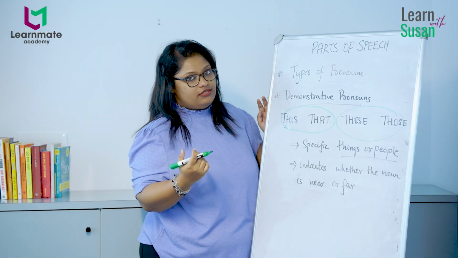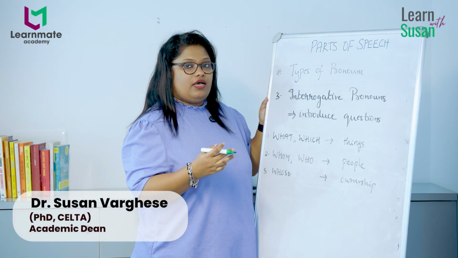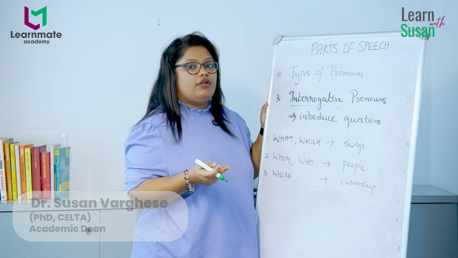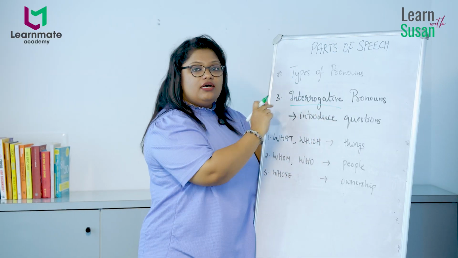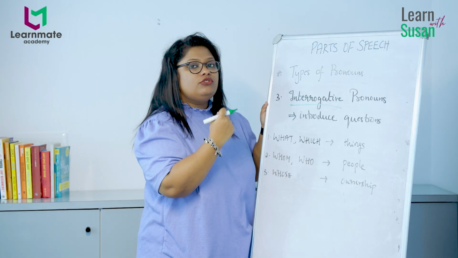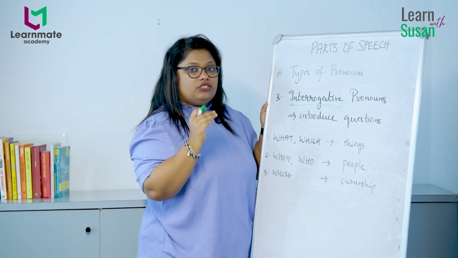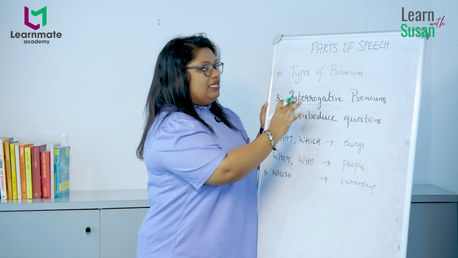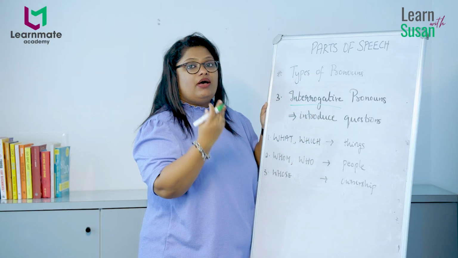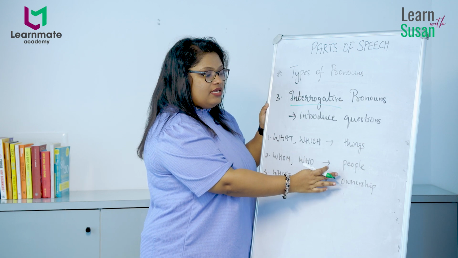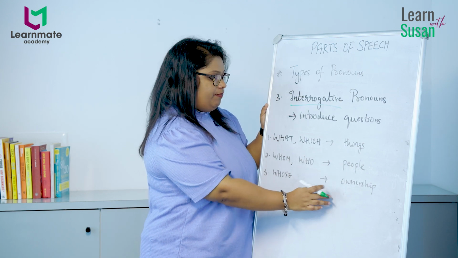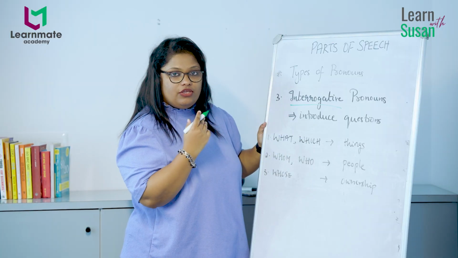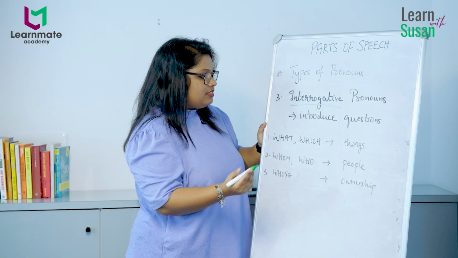Now the third type of pronoun that we use, these are called the interrogative pronouns. As the term suggests, it is used to introduce questions. So in combination with other interrogative terms, these pronouns are used to give out questions about things, people, or even ownership. Now these are the main interrogative pronouns that we use according to different contexts.